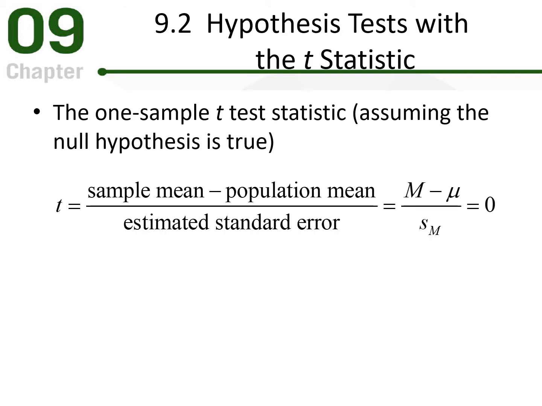So here's the T formula. Sample mean minus population mean, which is the same as Z, M minus mu, over the estimated standard error of the mean, which is S sub M. And if you break that down more, S sub M equals S divided by square root of n. So you're just using the sample standard deviation to estimate the population standard deviation. And that's why this is called the estimated standard error of the mean. But the formula is basically the same as Z.